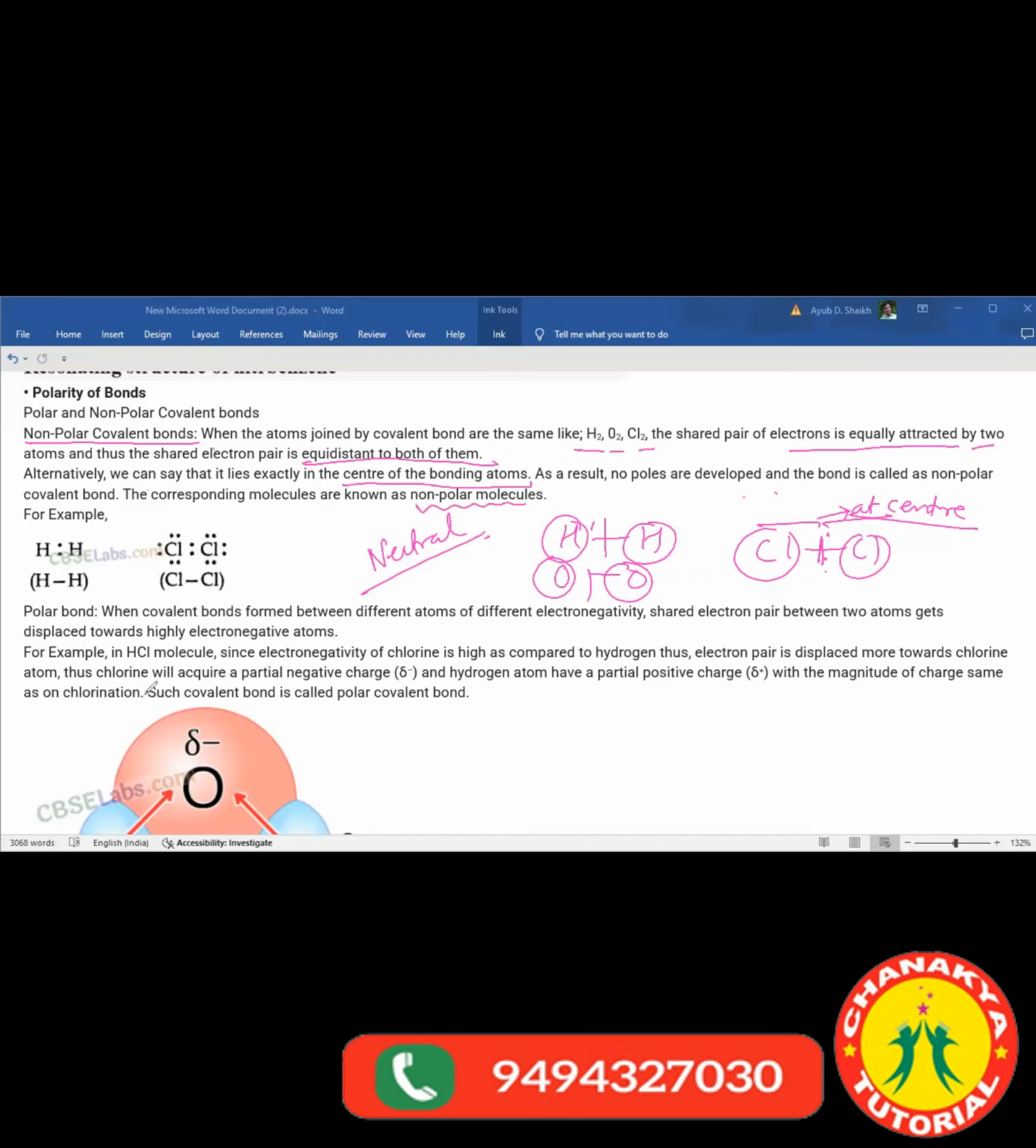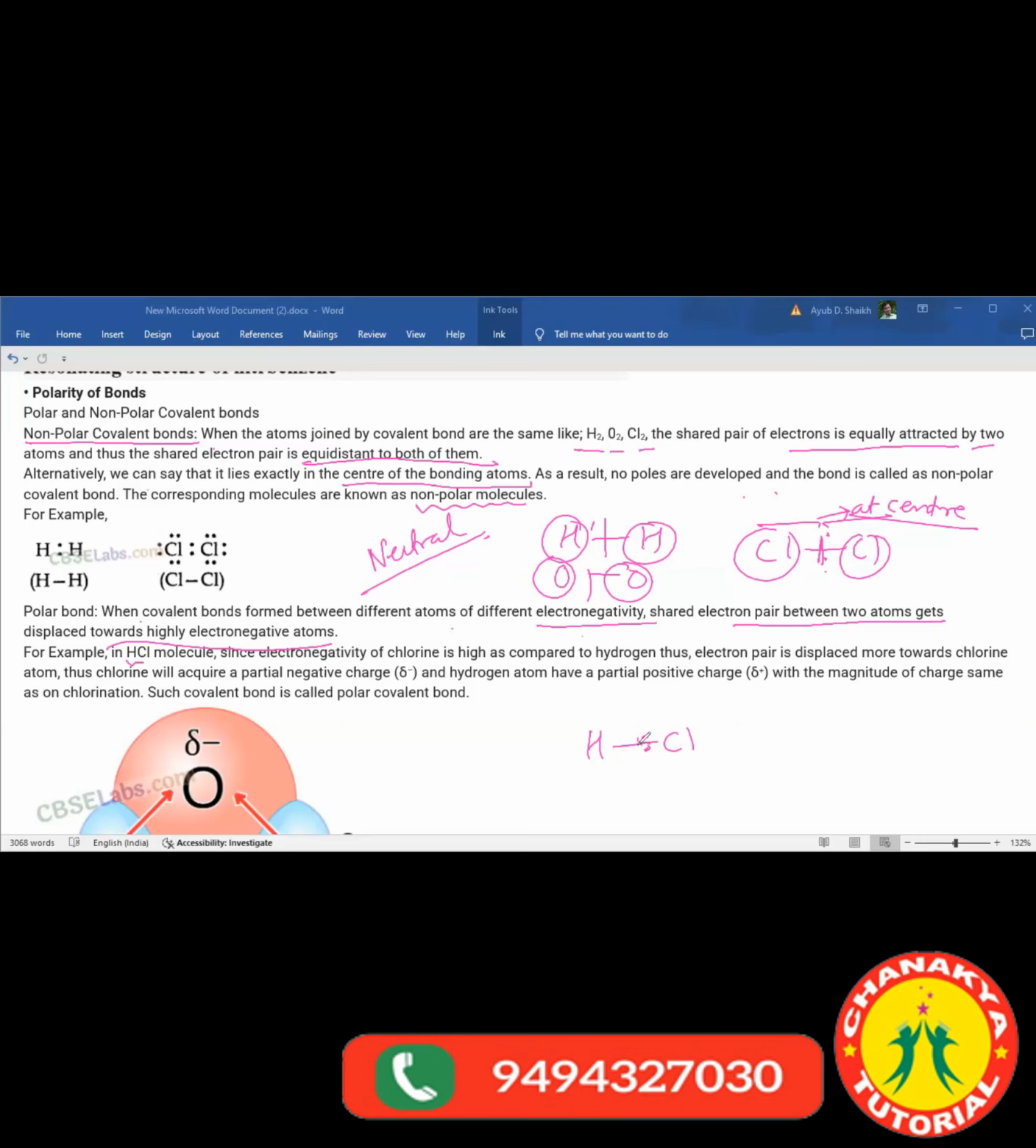Apart from that, there are other molecules like HCl, and H2O. In this case, when a covalent bond is formed between different atoms of different electronegativity, the shared electron pair between the atoms gets displaced toward the highly electronegative atom. For example, here is HCl. The electron pair lies near the chlorine and is far from the hydrogen. Though the bond is formed and electrons are shared by both atoms, and hydrogen also contributed to the formation of the bond, the electronegativity of chlorine is more, so electrons are shifted toward chlorine more.